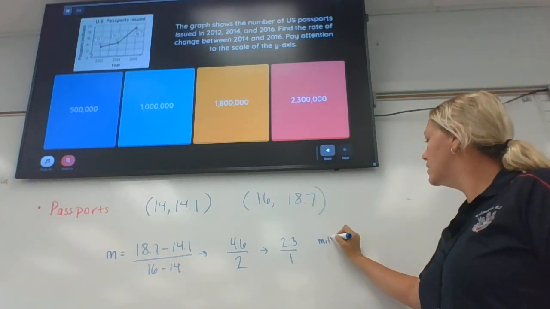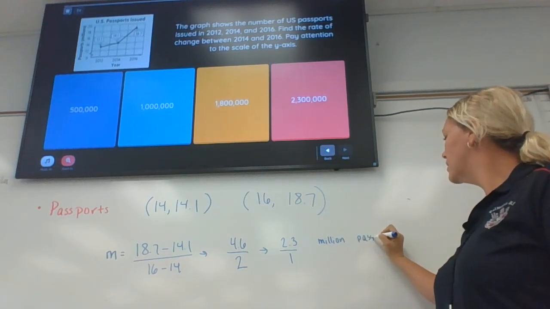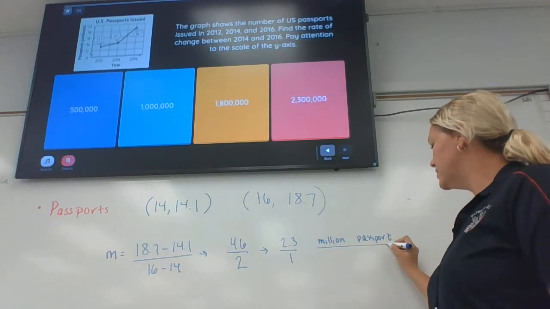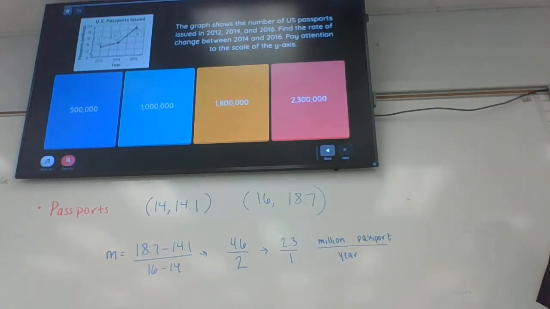2,300,000 passports issued this airport. 2.3 million passports each year. It went from 500,000 to 2.3 million. Whoa. Oh my god. Somebody needs to know this. You guys tell your history teachers.